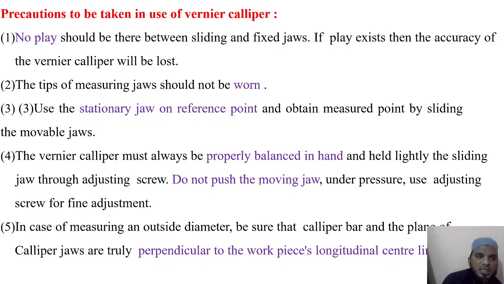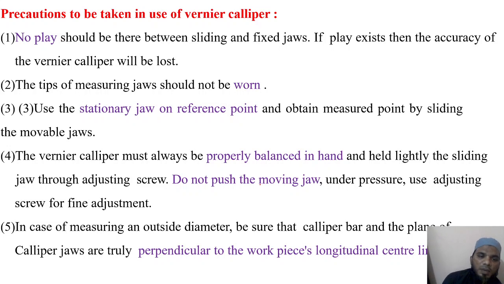Next, the tips of the measuring jaws should not be worn out. So if you are taking a vernier caliper, before that you have to see that the vernier caliper jaws are proper or not. If the jaws are worn out, you cannot identify the device. Use the stationary jaw as a reference point and obtain the measured point by sliding the mobile jaw. First, try to identify whether it is working properly or not. Stationary jaw and reference plane, is it touching properly or not?